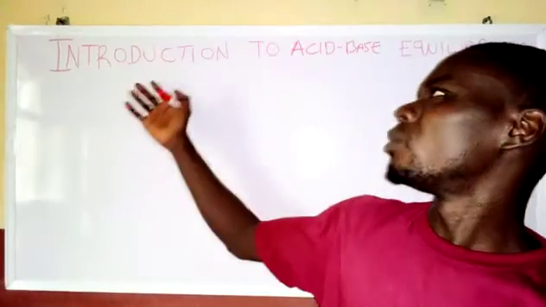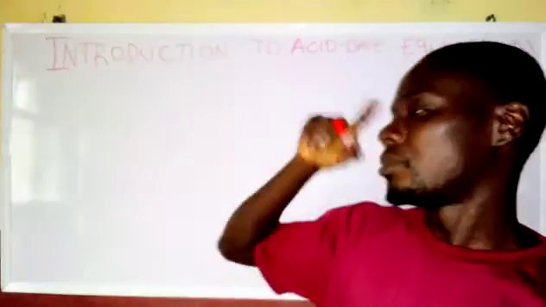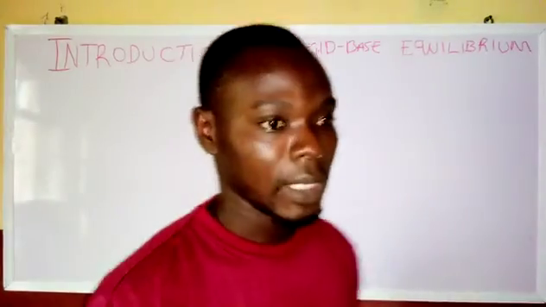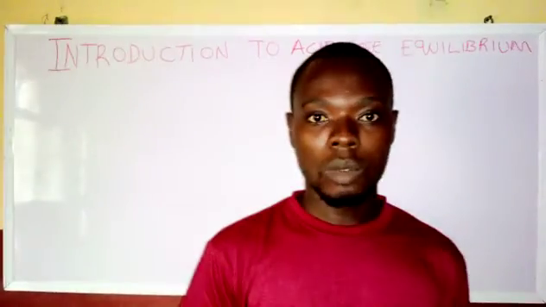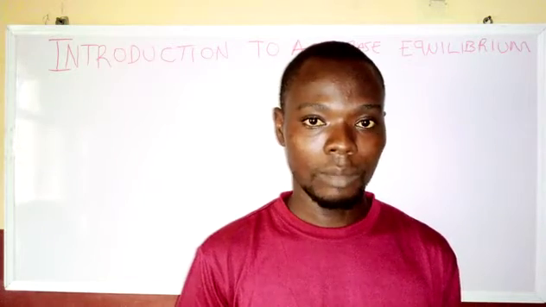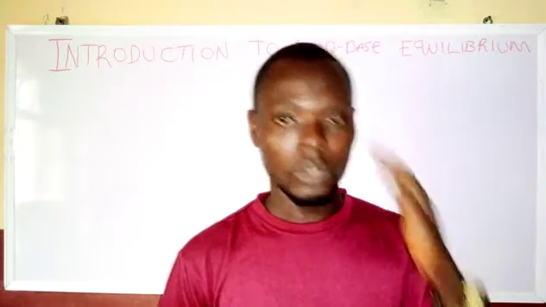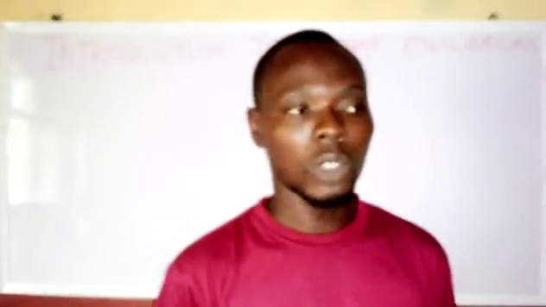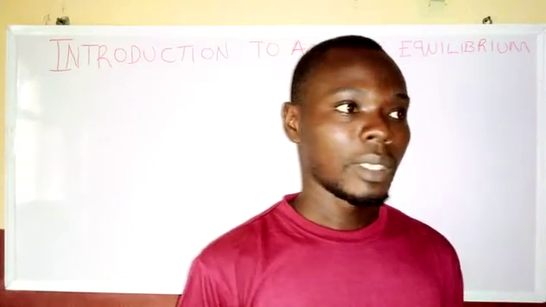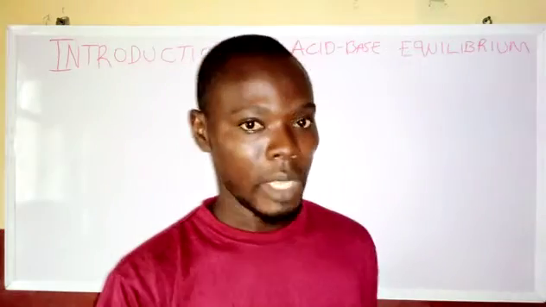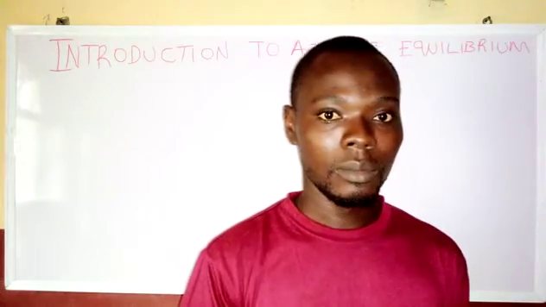Now, let me take you briefly through the history of acids and bases. Normally, it's an established fact that an acid turns blue litmus red, and it also has a sour taste. The same goes for a base. A base turns red litmus blue, it also has a bitter taste, and a base is soapy to the touch.